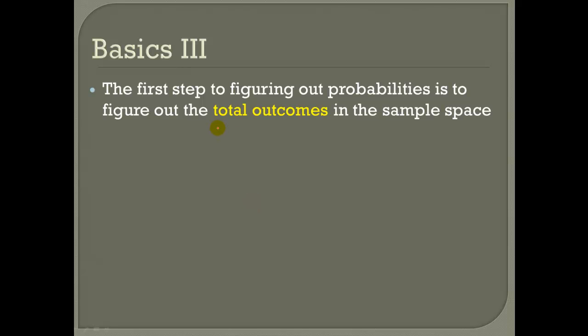Based on that simple formula, the first thing we have to do when determining probabilities is determine the total outcomes that are possible. For example, in a 52 card deck, if you're trying to determine the probability of pulling out a certain card or set of cards, then the total outcomes would be 52. If you're doing a dice roll, the total outcomes would be 6, because you're using a 6-sided die.